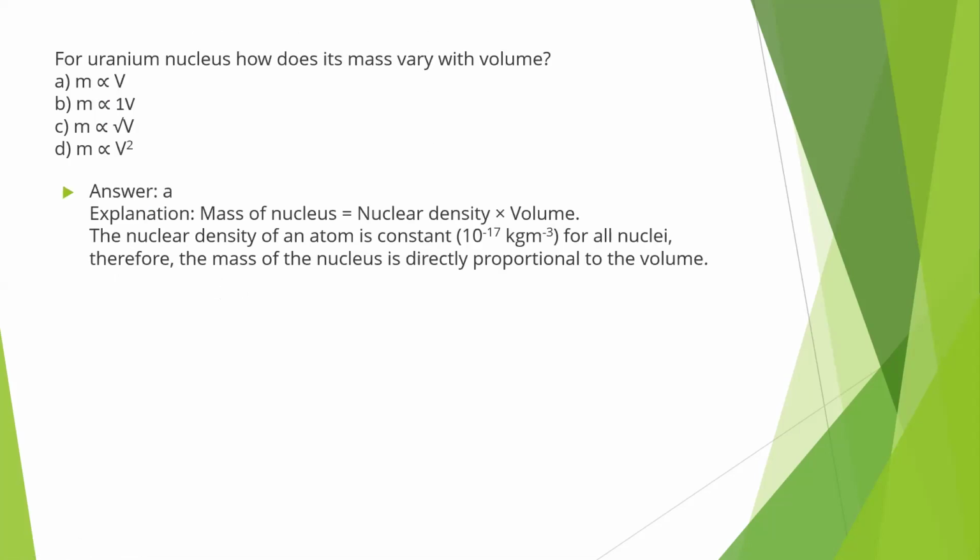Okay. So for a uranium nucleus, how does its mass vary with volume? Mass of a nucleus is nuclear density into volume. The nuclear density of an atom is constant, that is 10 to the power 17 kilogram per meter cube for a nucleus. Therefore, the mass of a nucleus is directly proportional to the volume.